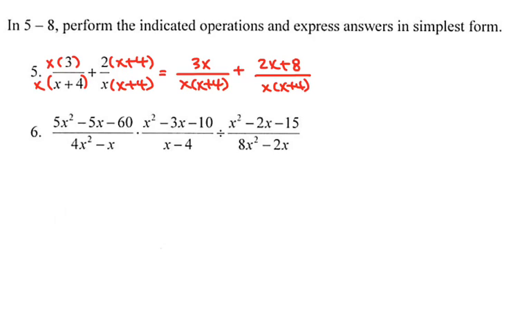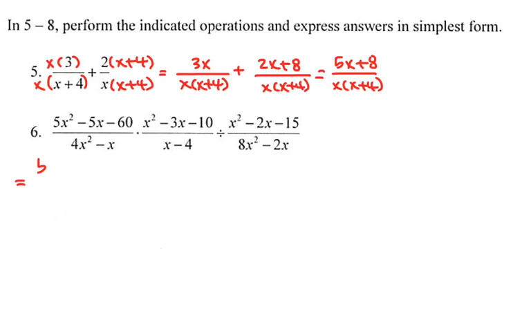Since now we have a common denominator, we can combine the numerators as shown, saying that 5x plus 8 would be our new numerator, given that the denominator is still x times x plus 4. That becomes our answer. How about this number 6?